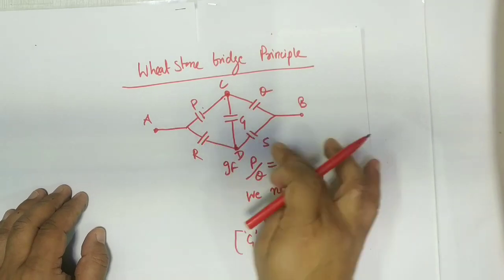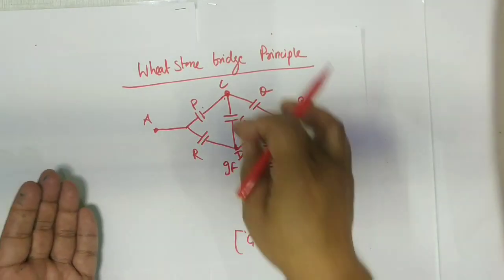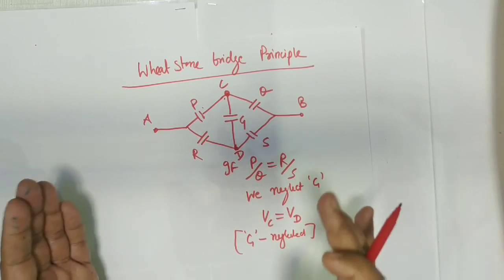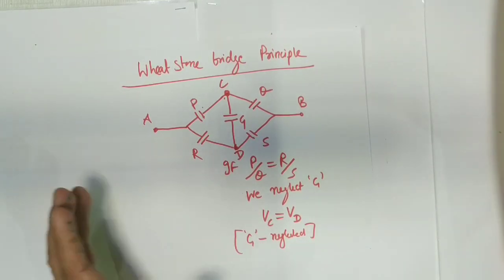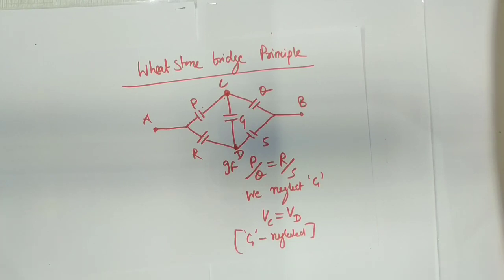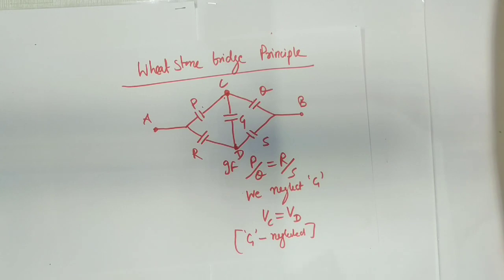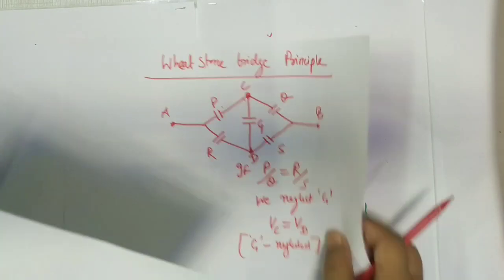So if P by Q equals R by S, we neglect G. Why? Because the potential at C and D becomes the same. This we are going to prove in current electricity, but we are going to apply it in numericals on capacitors. So now I have some numericals. I'm going to discuss them one by one.